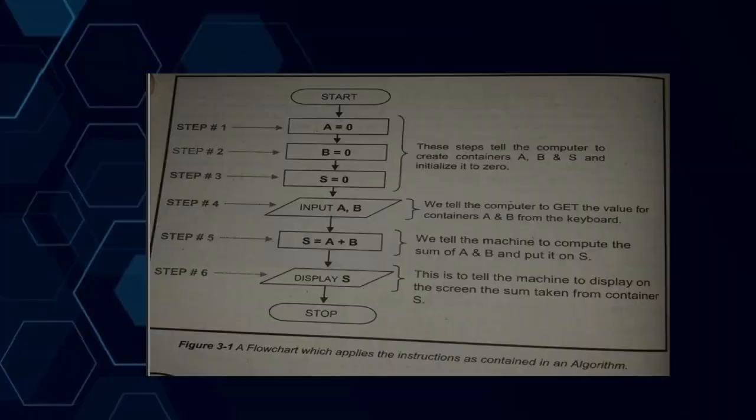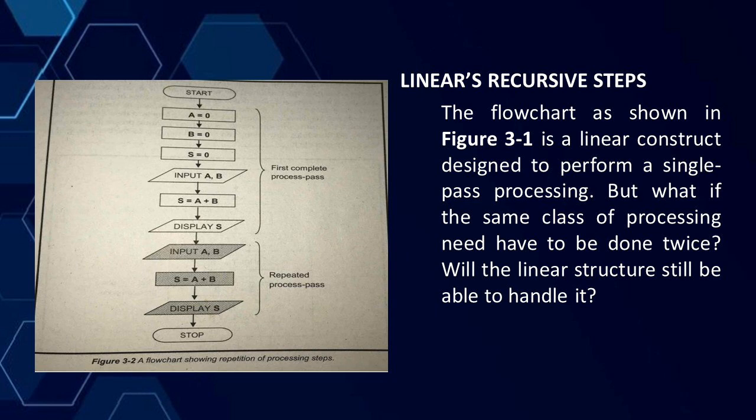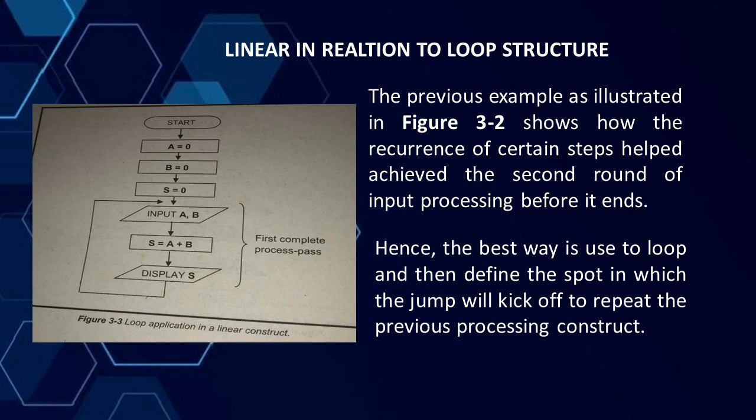So, kani maun ni siya. Linear recursive steps. If the same class of processing needs to be done twice, ang linear flowchart dili na sufficient. So, ang linear structure processes steps in sequence and wala siya nag-accommodate og repetition or balik-balik. So, to handle it, kailangan nimo i-introduce ang loops, sub-processes, or decision points para i-repeat ang process without redundancy. So, mauna siya ang visual representation or ang flowchart sa linear in relation to loop structure.